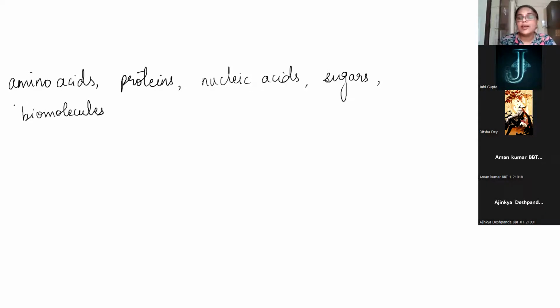Now, these things are the main interest. This is the material that we are going to analyze, and this is going to interact with the light. So when the light falls on amino acids, proteins, nucleic acids, sugars and biomolecules, it will behave differently. Why? Because the chemistry of amino acids is different, the chemistry of nucleic acids is different, the chemistry of sugars is different.